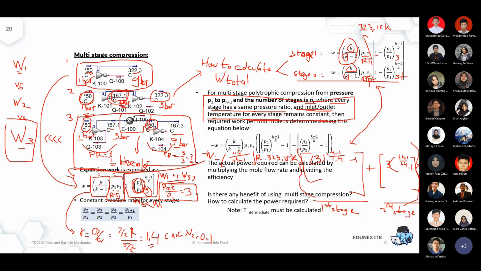And in the second stage, because we don't cool the first stage compressor, we feed as it is at 167.1 degrees C. Okay, so what's the Kelvin?